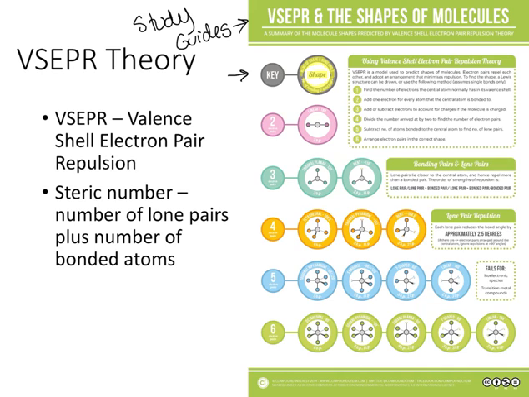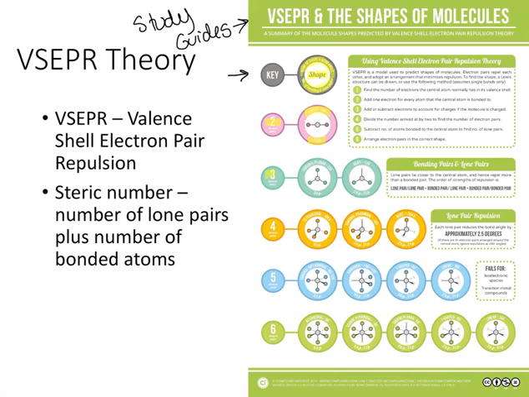All right, so if we look at number 2 here, that's telling us that we have two groups attached to the central atom. Now, if we do have two groups attached to the central atom, that is a linear molecule, and the bond angle is 180 degrees. At the bottom, we can see that we have two bonding pairs and no lone pairs.